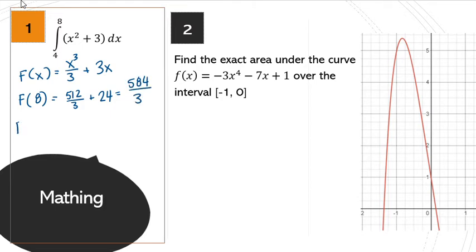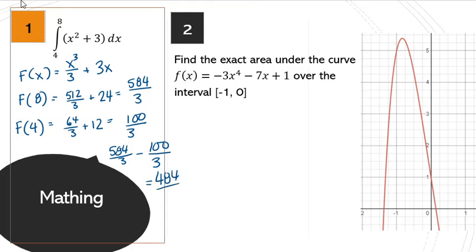You find the antiderivative at your lower bound when x is equal to 4. And if you cube 4, you get 64 over 3 plus 3 times 4 is 12. And if you do your fraction math, you get 100 over 3. So your answer is going to be 584 over 3 minus 100 over 3 equals 484 over 3. That is the area under this graph, or the definite integral.